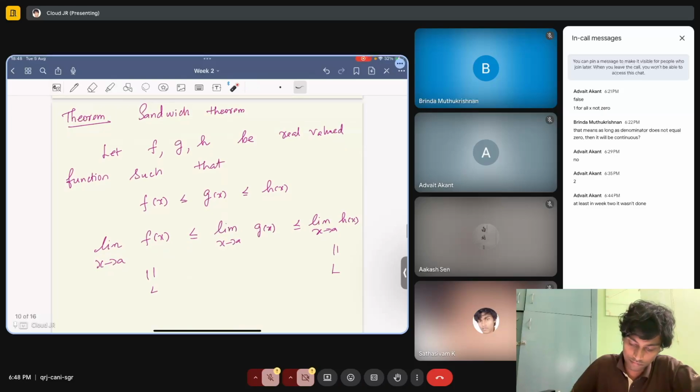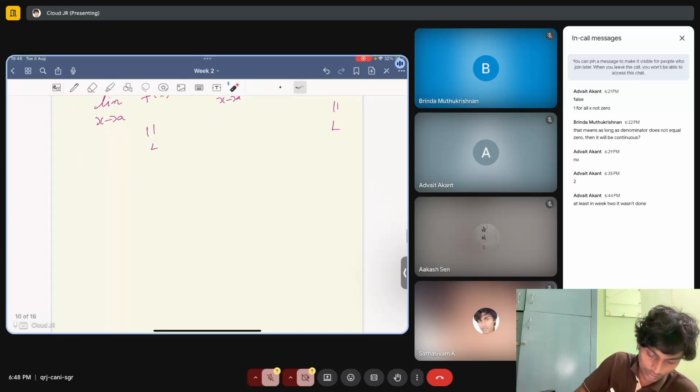So you can try to prove this theorem if you want. Try to use the epsilon delta, and you can try to prove it. It may not be very easy to prove it, but it's a very useful theorem. So at least keep that in mind. Okay, so the idea is something like this.